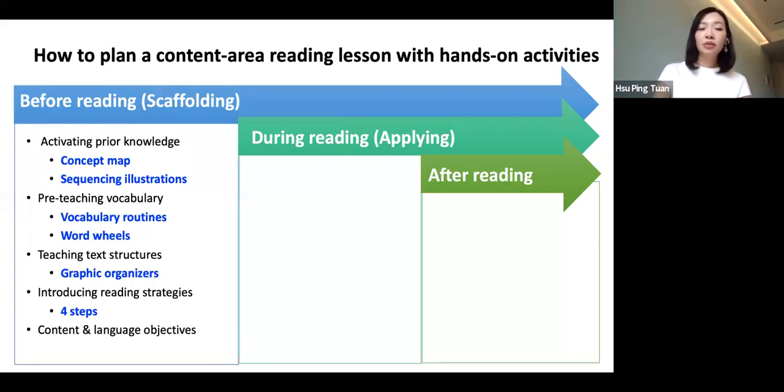And then here it comes to the last activity for before reading. Remember that you need to tell students the content and language objectives. By doing so, students know the purpose of the activities, and then they know what you expect them to do. And don't forget that content and language objectives need to be closely related.